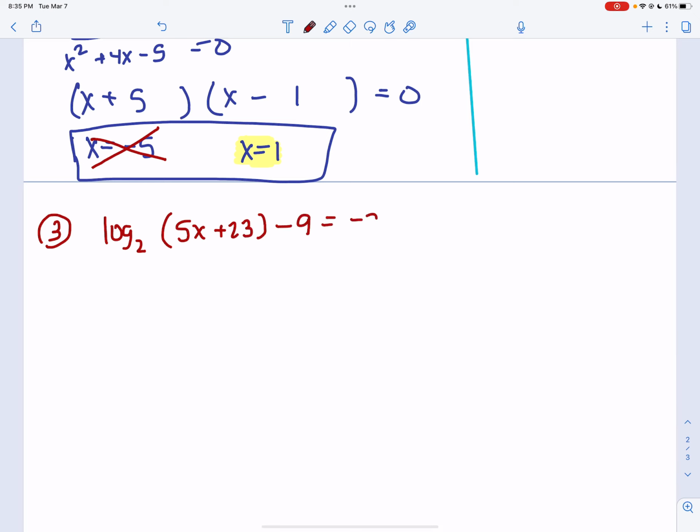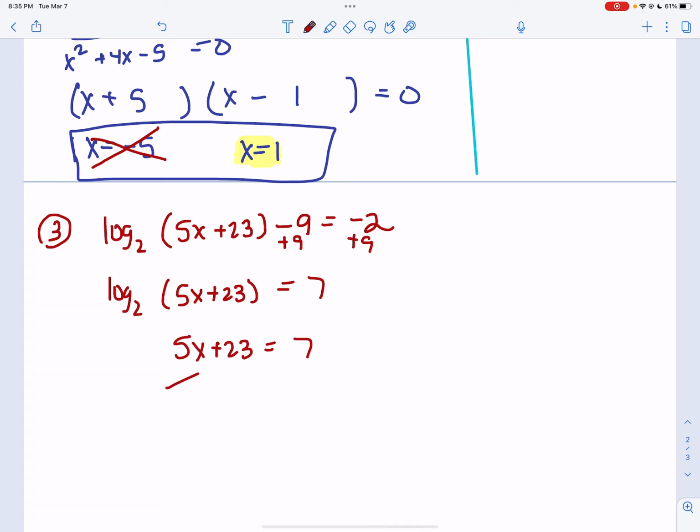Now, do not, I repeat, do not drop your base and just say 5x plus 23 is equal to 7. Do not do that. No. Instead, log roll it. So now you have 2 to the 7 is equal to 5x plus 23.